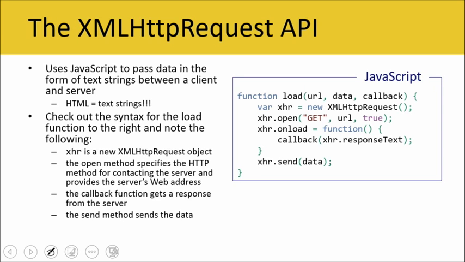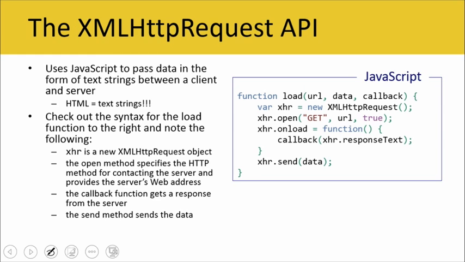To further facilitate this, we can use the XML HTTP request API. Right? It uses JavaScript to pass data in the form of text strings between a client and a server. And one thing I want to point out now is that HTML is made of text strings, right? All of our tags, all of our keywords, they're all text strings, right? And so the XML HTTP request API actually just goes ahead and sends those tags back and forth, right?